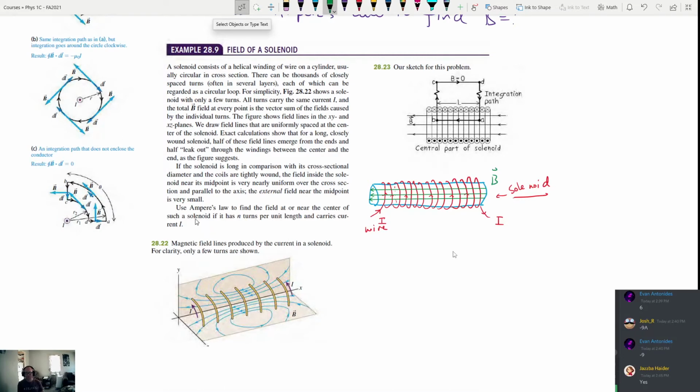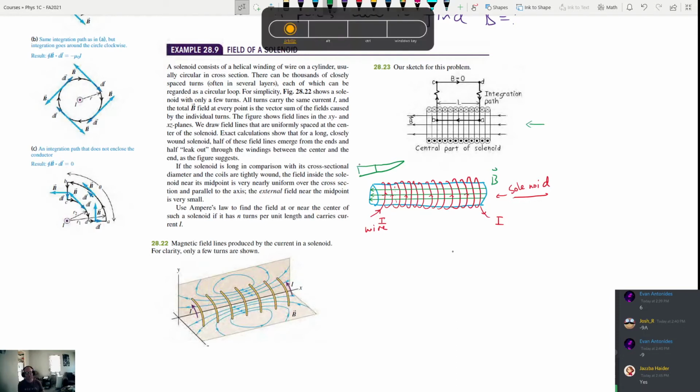And our goal is to use Ampere's law to find the field at or near the center of such a solenoid. So we want to know, kind of in the middle right here, what's the size of the magnetic field? In order to do that, we are going to look at a cross-section of our solenoid that looks something like this. So imagine that we come through with a knife, and we just cut our solenoid in this direction. And we look at a cross-section in that direction right there. I don't know why I felt like drawing a knife there. That seems kind of silly.